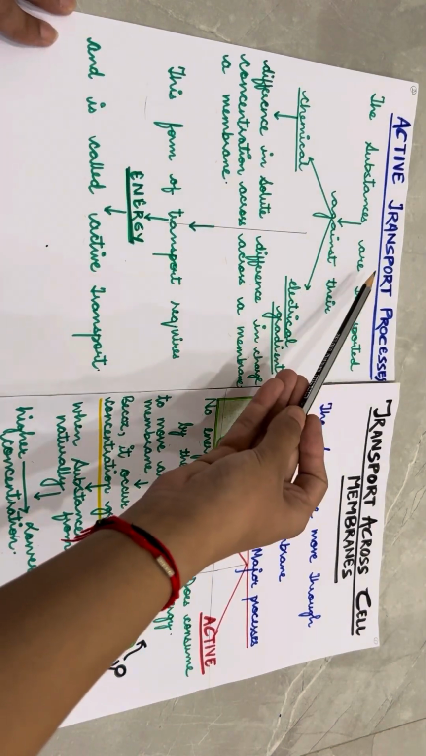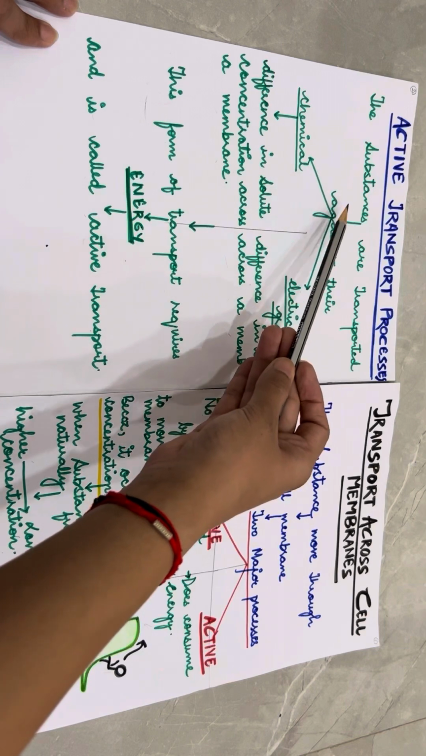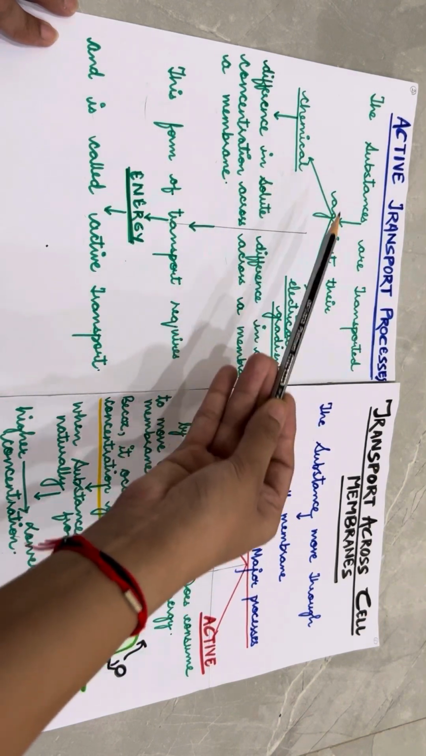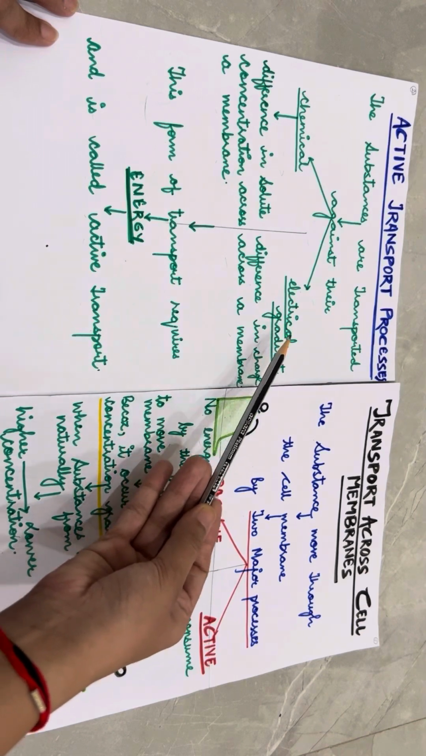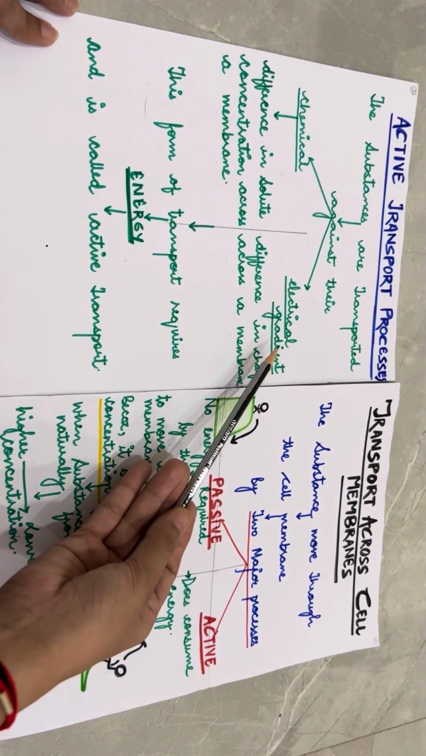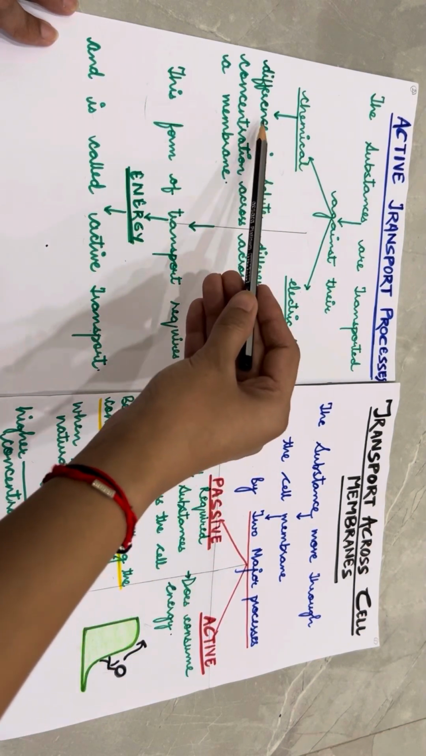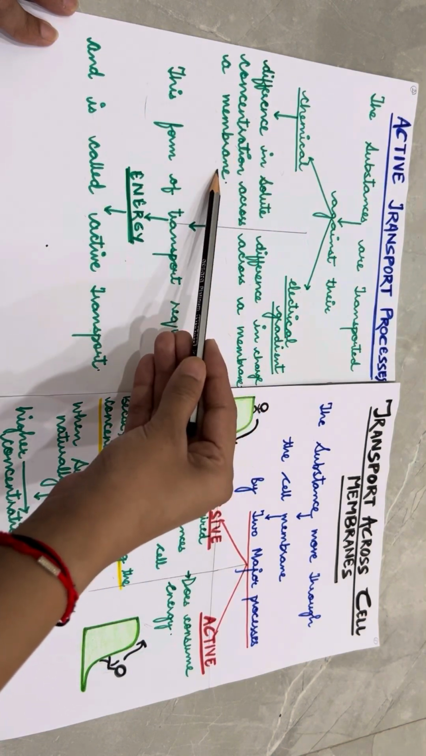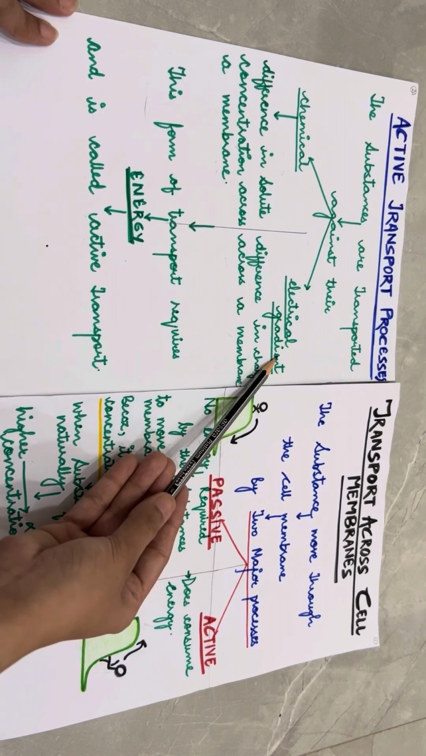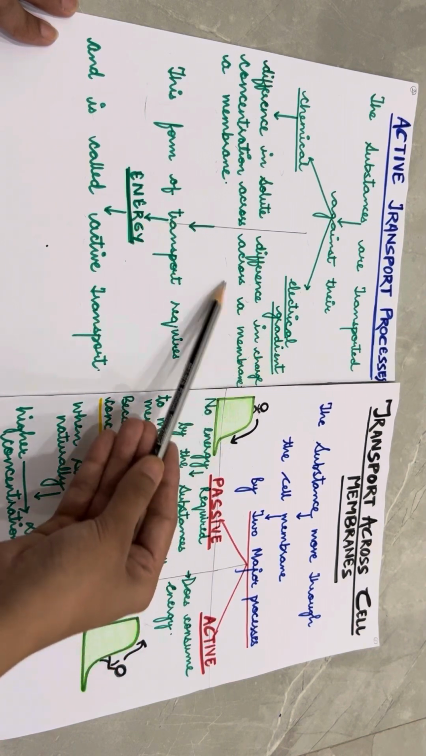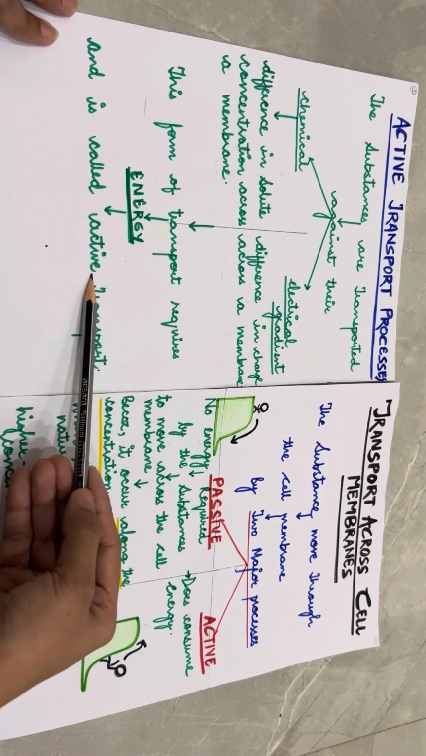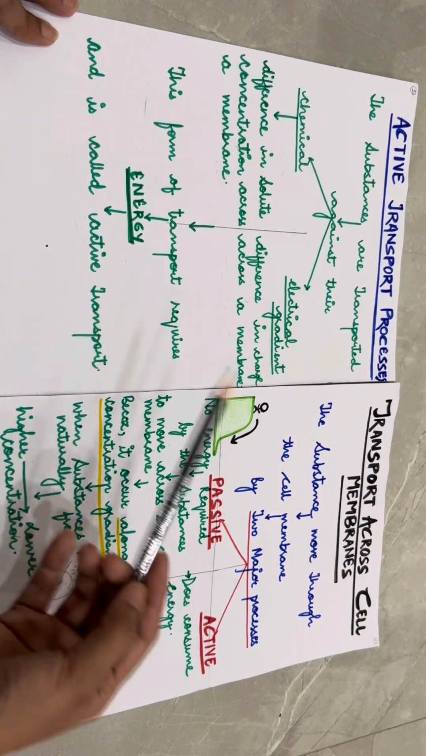So in active transport processes, substances are transported against their chemical as well as their electrical gradient. Chemical means differences in solute concentration across a membrane, whereas electrical gradient means differences in charge across a membrane. This form of transport requires energy and is called active transport.